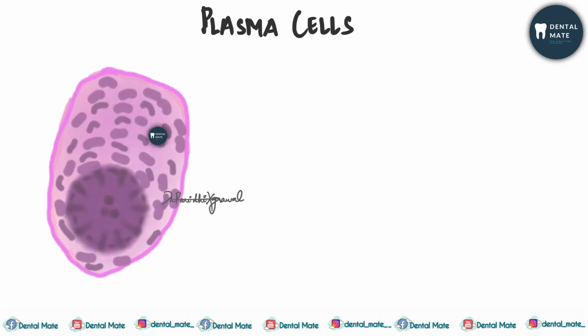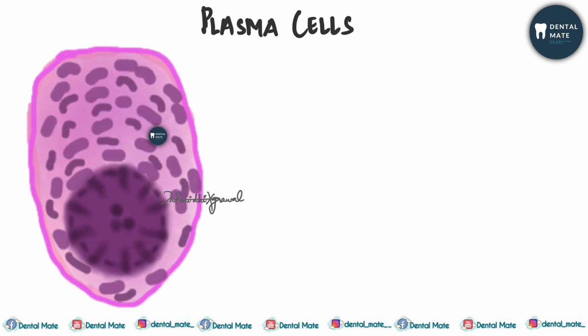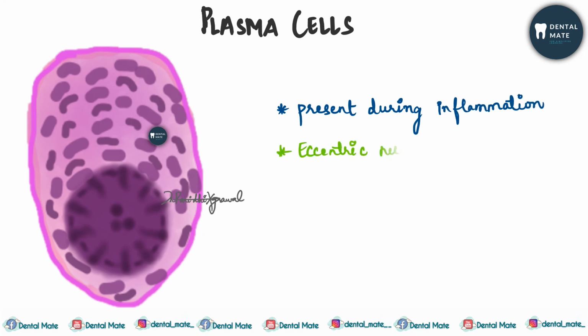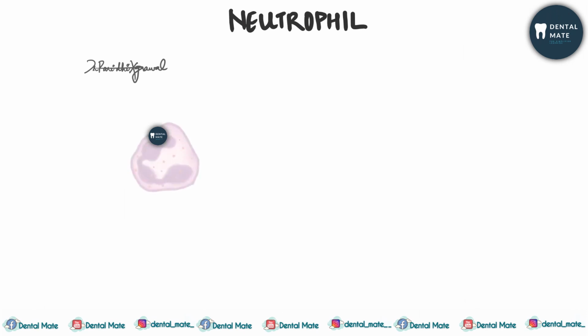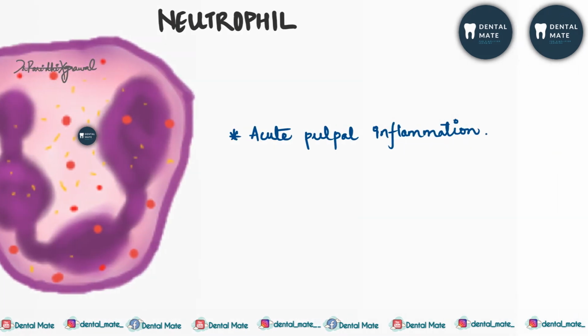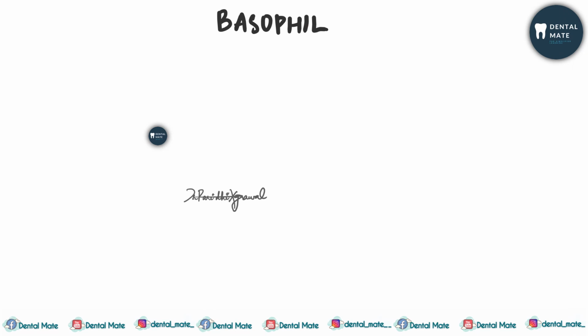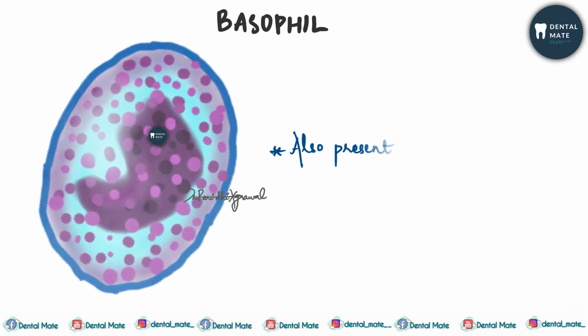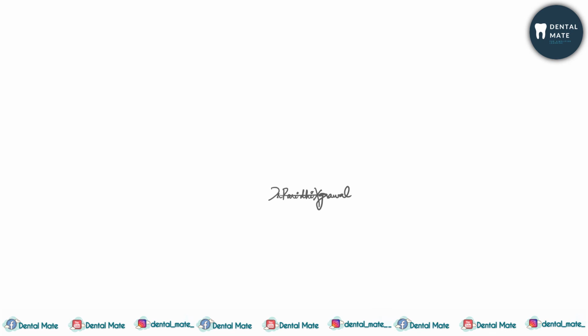Next are plasma cells. Plasma cells are present in the pulp, especially during inflammatory process. They have an eccentric nucleus and a cartwheel nucleus appearance. Next is the neutrophil, which is the cell of acute pulpal inflammation. Last up are the basophils. These cells are also present in the inflamed pulp.